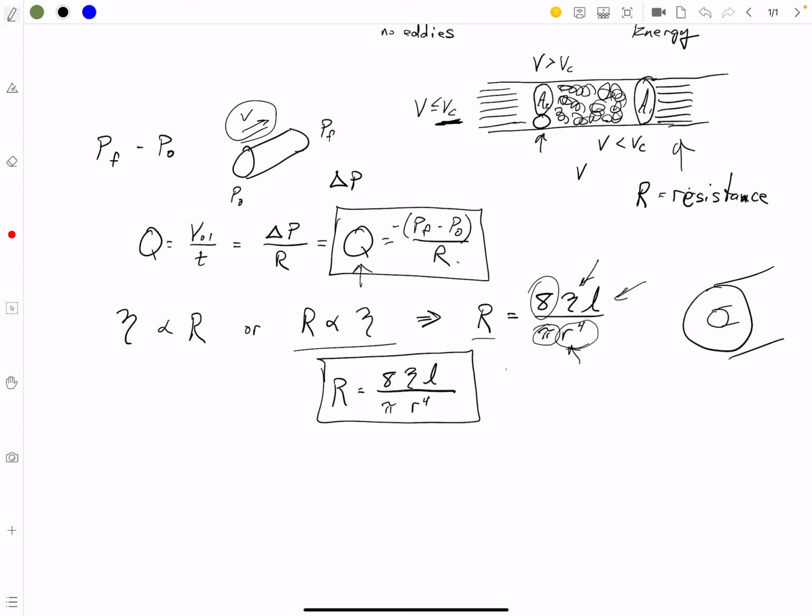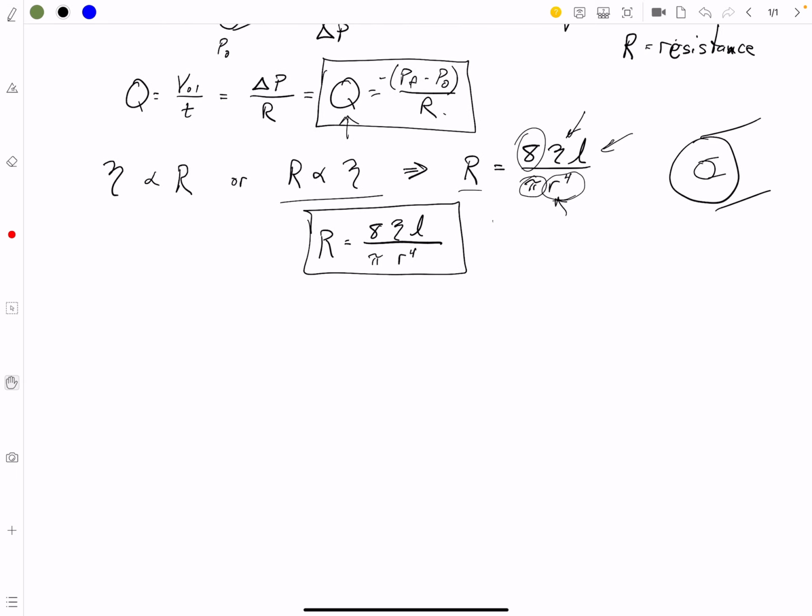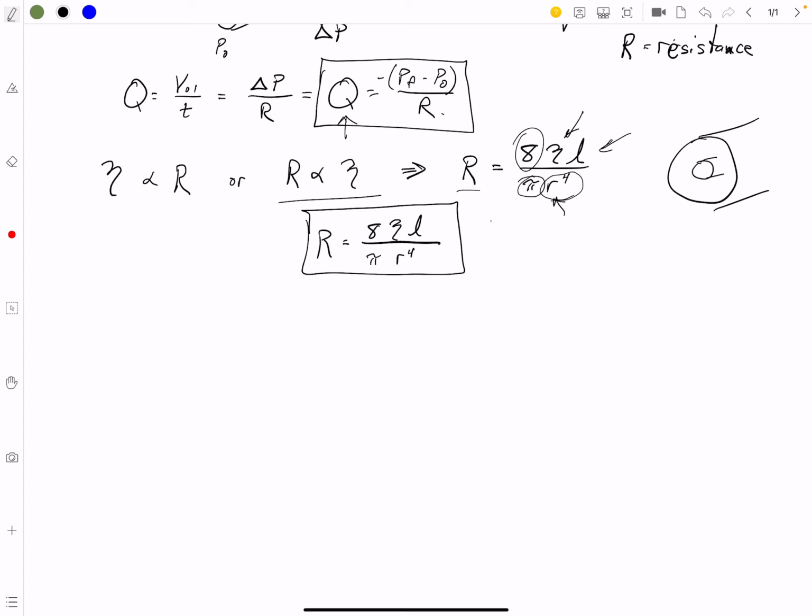Okay. So we are almost home, guys. Almost there. What do we have left? We can combine. Let's drop down a little bit. Let's combine some stuff. And we're going to combine our Q, which equals delta pressure over R. And R is equal to this thing.